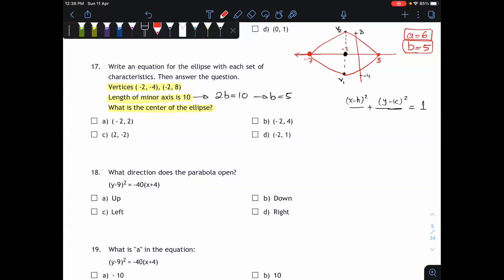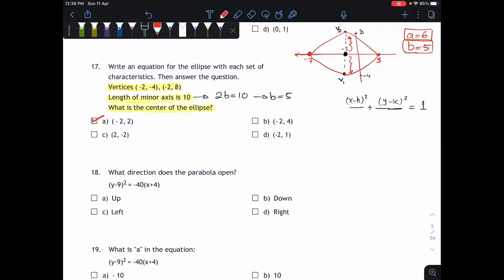So it's not at -2 and 0. We have to move it up. Sure. We have to move up this ellipse, guys. It's not at -2 and 0. So since we have -2 and -4, this one should be -2 and 2. So the center is at -2 and 2.